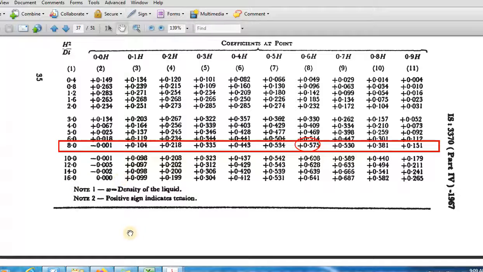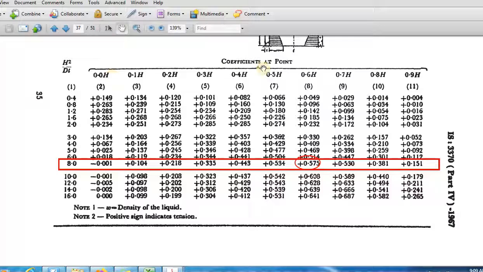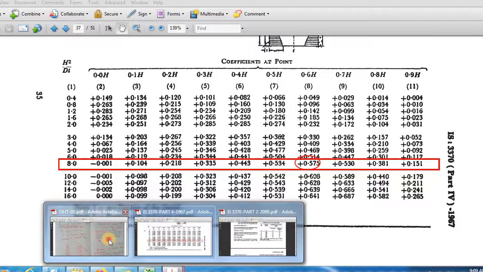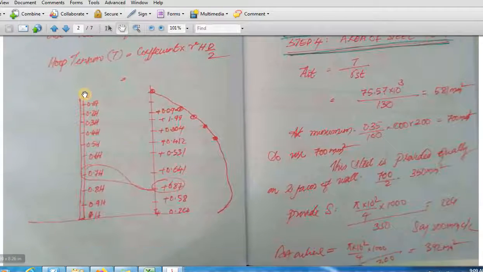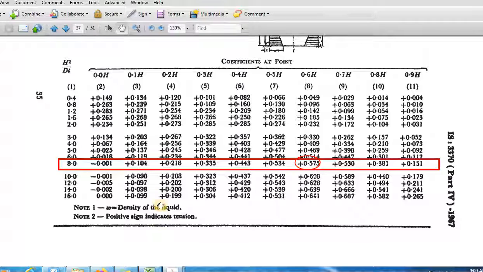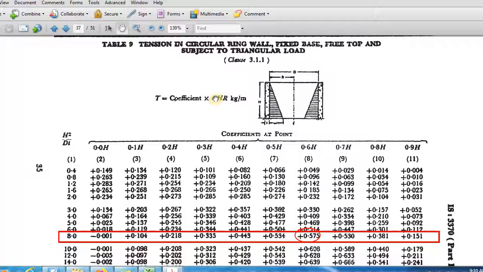So 16. This is given because when you take the height of a tank, it is 0H from the top, 0.1H from the top. This is the coefficient for tension, 0.2H like that. So I have just noted this. This is the height of the tank, 0, 0.1H, 0.2H, 0.3H, like that it goes. These are the coefficients, as you can see here. 0, 0.9. Because this is the coefficient, the tension is nothing but coefficient into gamma into H into R. R means D by 2.